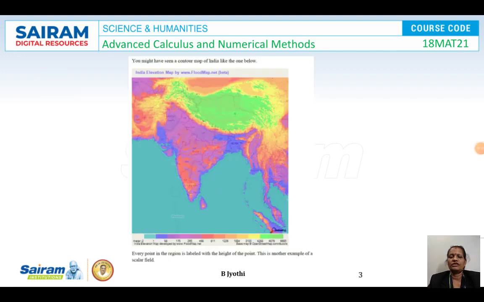Next example. Again, you might have seen the contour map of India like the one below. Here every point of the region is labeled with the height of the point. So this is another example of a scalar field. Here it is represented with different heights.